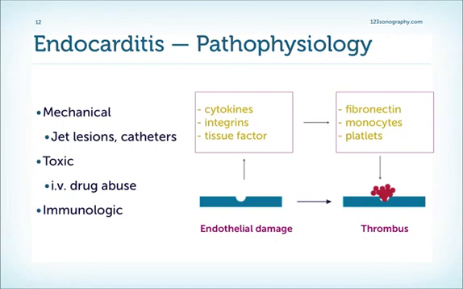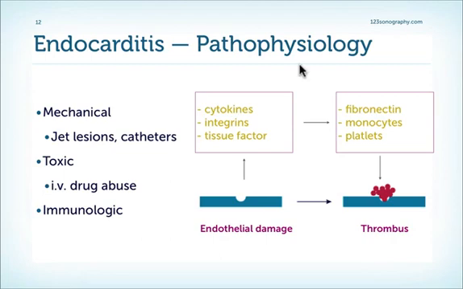There are several different reasons why the endothelium can be injured. It can be injured because of mechanical stress, for example, because we have high velocity jets which destroy or erode the surface of the endothelium, for example, in patients who have a ventricular septal defect or some other form of regurgitation. It can be caused by catheters, in other words, iatrogenic, by toxic agents, in particular in patients who are IV drug abusers. We'll talk about the importance later when we talk about right heart endocarditis, but also because of immunologic factors.